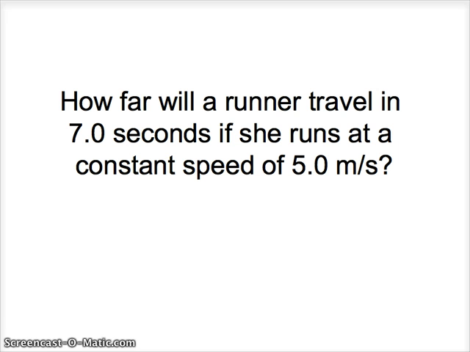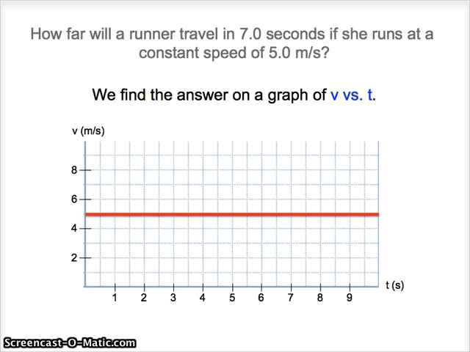To begin, let's look at a problem where we know the answer so that we can see how this method works. If an object's going at a constant speed of 5 meters per second, that means it travels 5 meters every second. So after 7 seconds, it will have traveled 35 meters. We can see that on a graph as well.